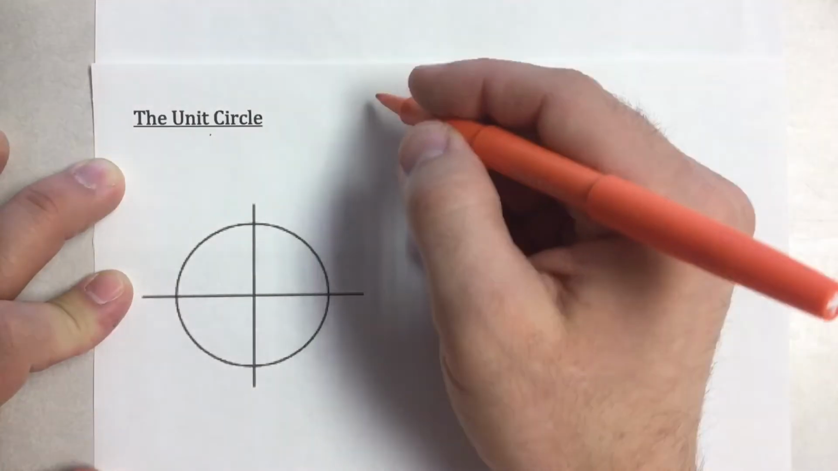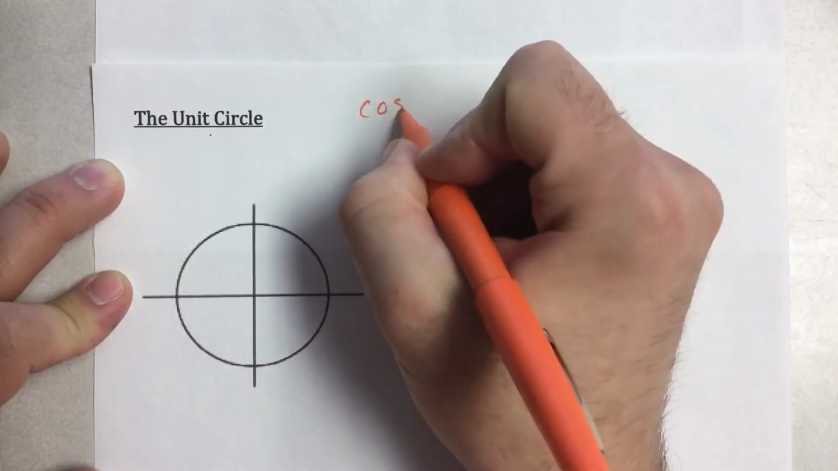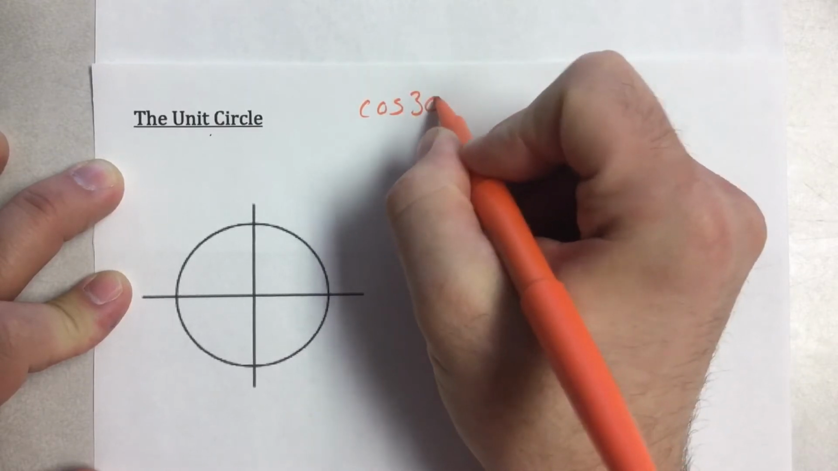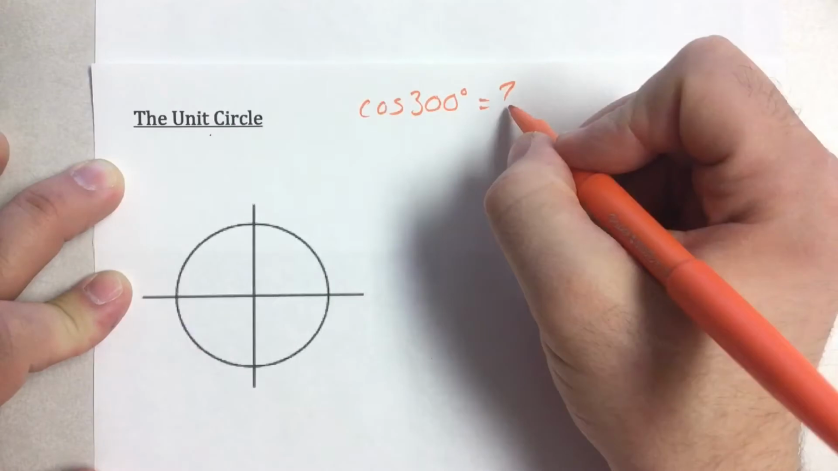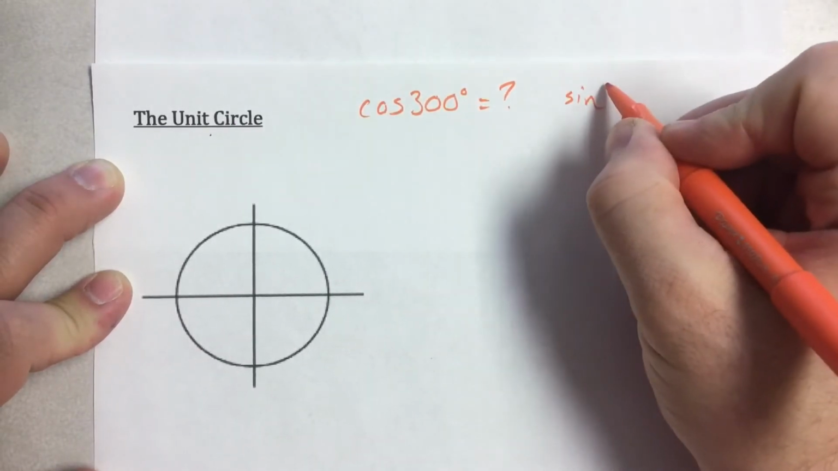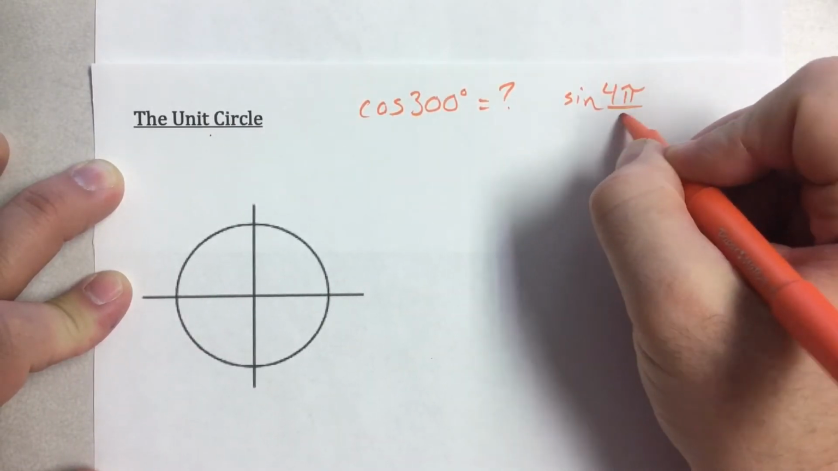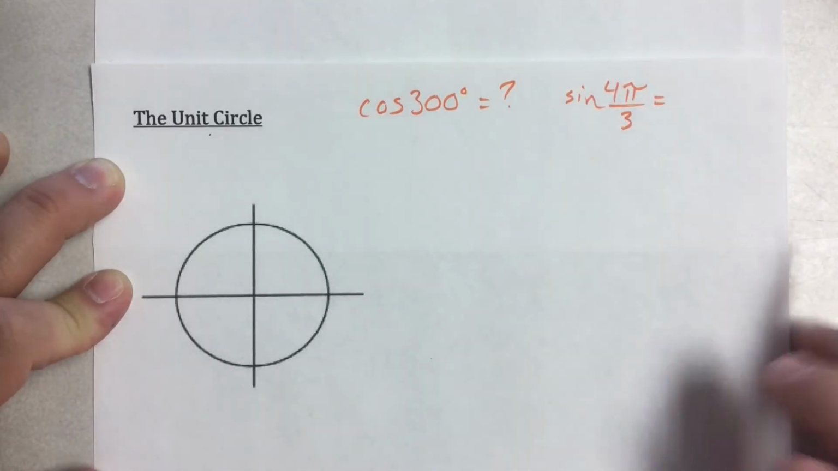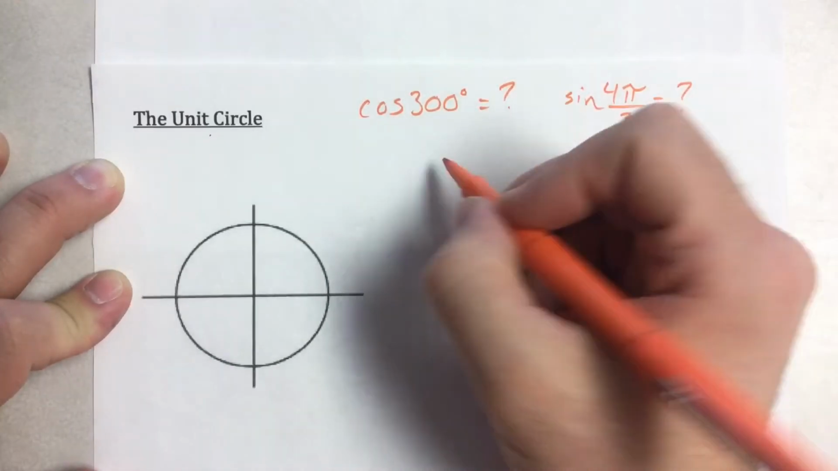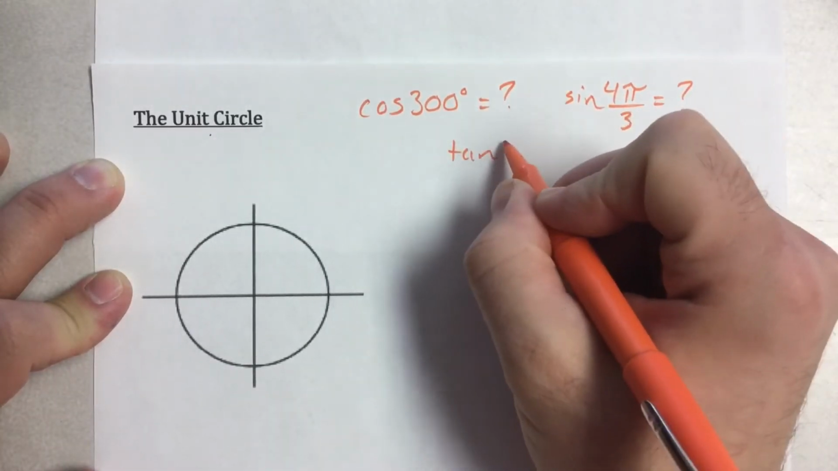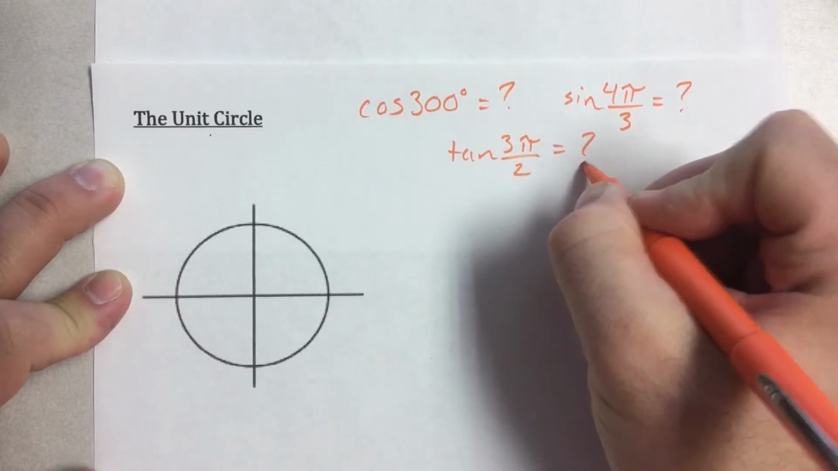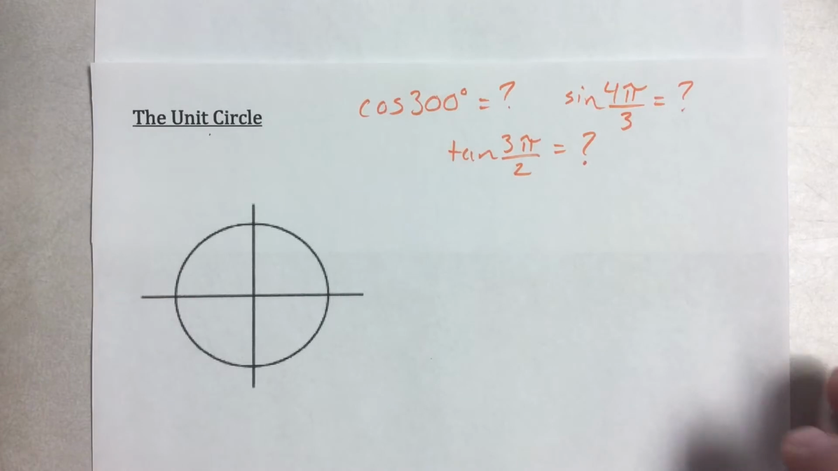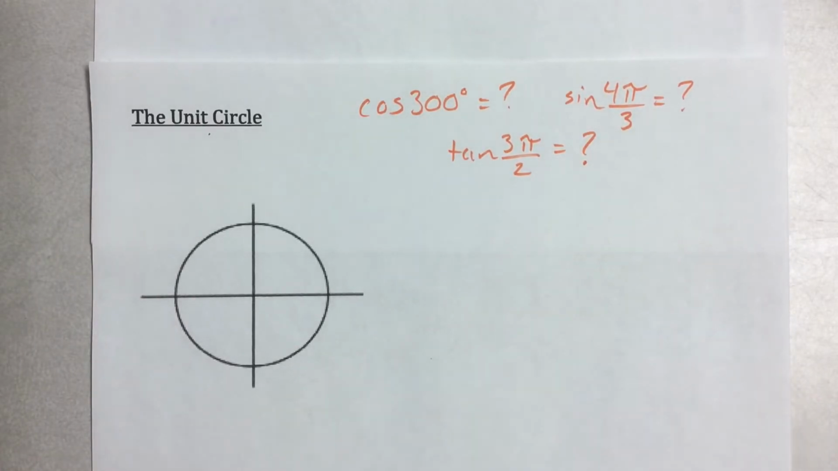So for example, it's going to help us know what the cosine of 300 degrees is, or what sine of 4 pi over 3 is, or even tangent of 3 pi over 2. This is going to be able to help us determine what that value is. And before we get into this, I would like for us to recall a couple of things.